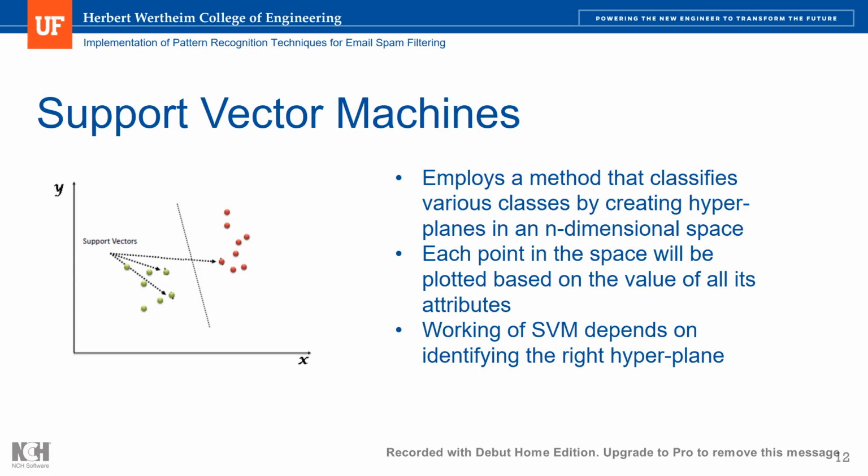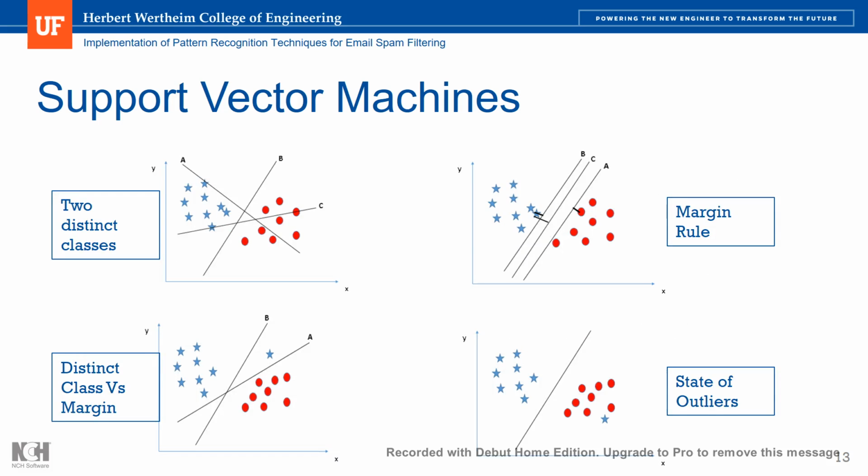The second algorithm is support vector machines (SVM) that I have implemented. It classifies various cases by creating a hyperplane in an n-dimensional space where n is nothing but the number of attributes. Support vectors are nothing but coordinates of each data record in the data set. So you can see in the diagram here, all these points are nothing but support vectors. The entire working of SVM depends on identifying the right hyperplane which is able to divide these points into separate and distinguished classes. So let's see how that's done in all of these cases.